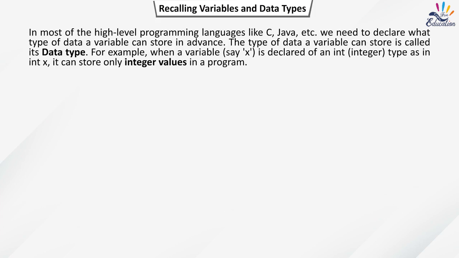In most high-level programming languages like C, Java, etc., we need to declare in advance what type of data a variable can store. The type of data a variable can store is called its data type. For example, when a variable, say x, is declared of an integer type, as in int x, it can store only integer values in a program.